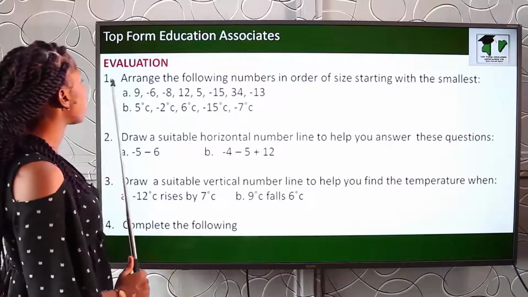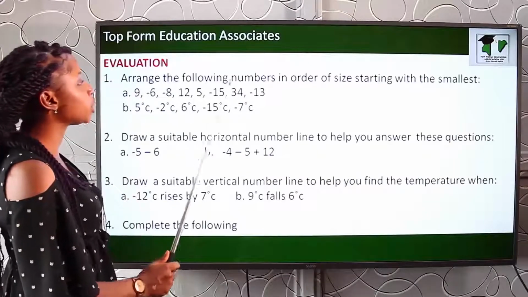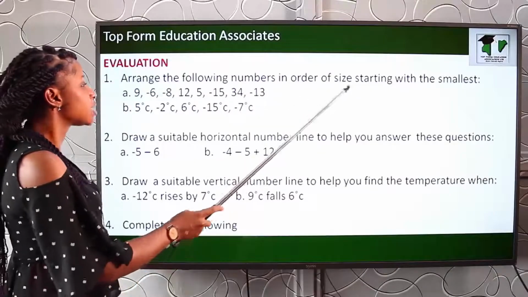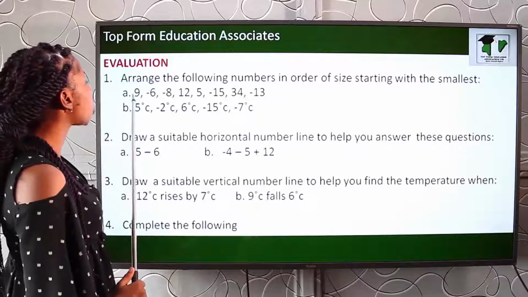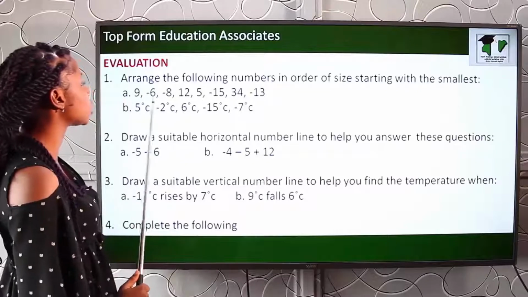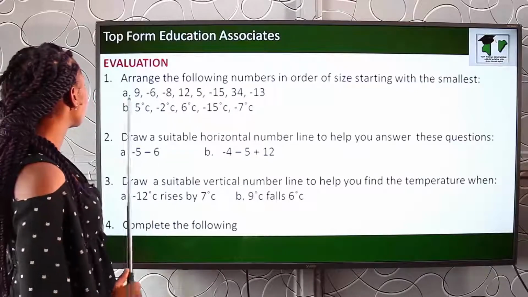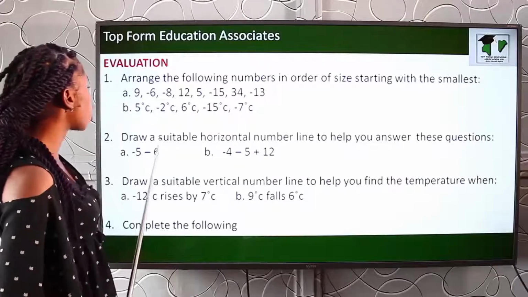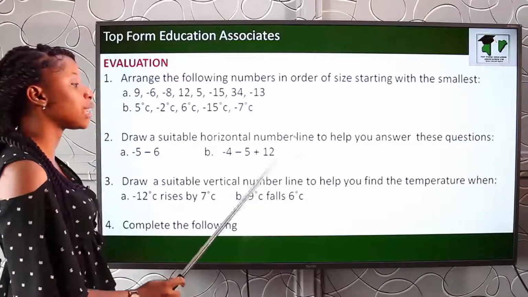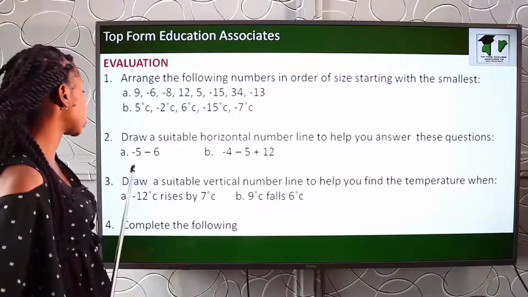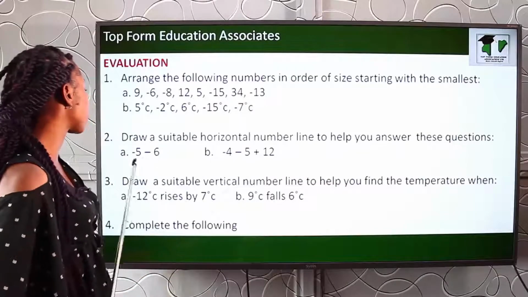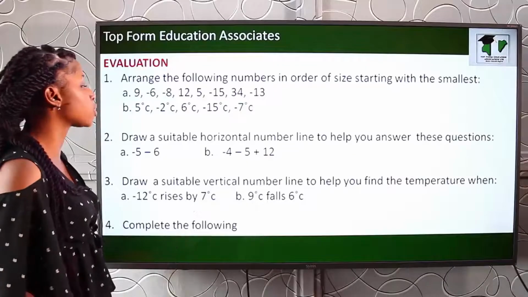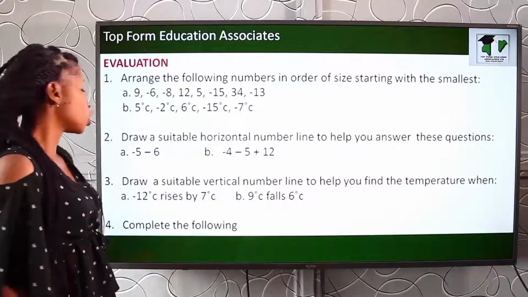Now, number 1, arrange the following numbers in order of size, starting with the smallest. Number 2, draw a suitable horizontal line to help you answer these questions. Simply meaning, use a horizontal line to find these sums. A, minus 5 minus 6, B, minus 4 minus 5 plus 12.